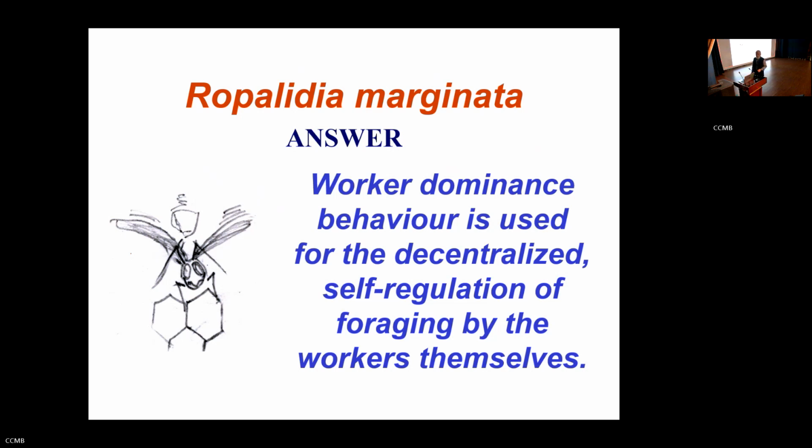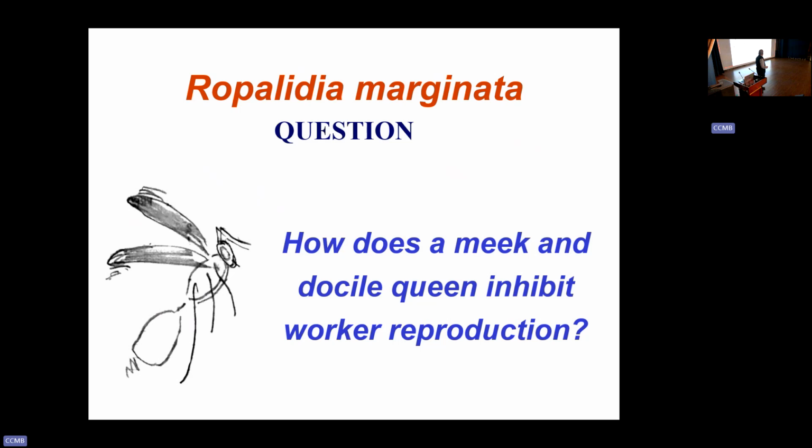Now, this is fine, but we already had worries about the meek and docile queen, because we not only wanted to know how she manages to make the workers work, but how she manages to make the workers not become future queens. So how does a meek and docile queen inhibit worker reproduction? How does she make sure that the workers don't start reproducing, don't develop their ovaries? This is also done by physical aggression in other species, and our species doesn't show aggression. Now here again, we have to think creatively about how this might happen.